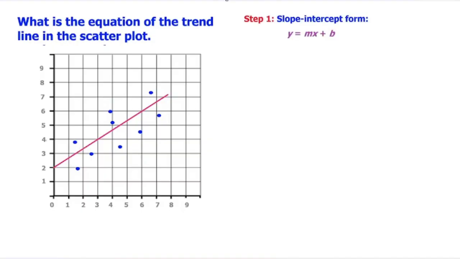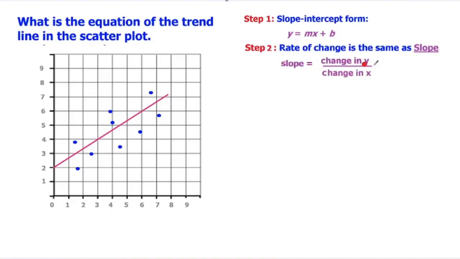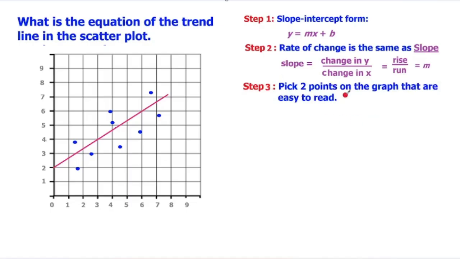So first thing to do is understand slope-intercept form. So we know y equals mx plus b. This is slope-intercept form. M is the slope, B is the y-intercept. Okay, the rate of change is the same as slope. So slope equals the change in y over the change in x, which equals the rise over the run, which equals m. So now we just pick 2 points on the graph that are easy to read.